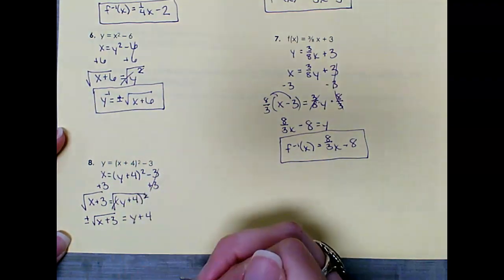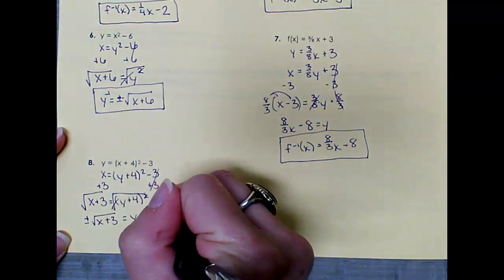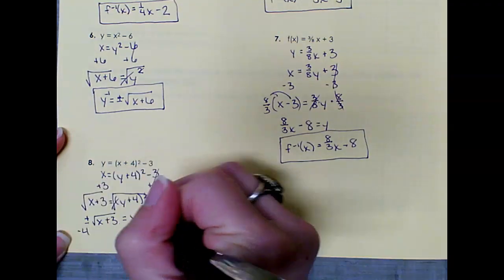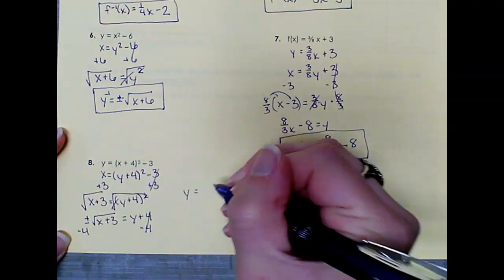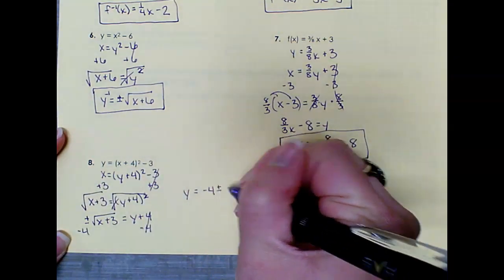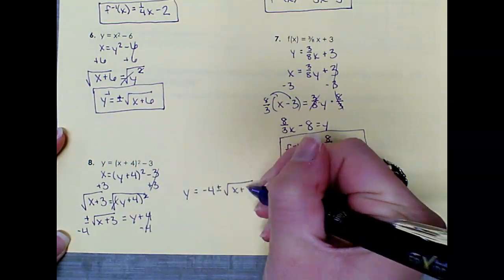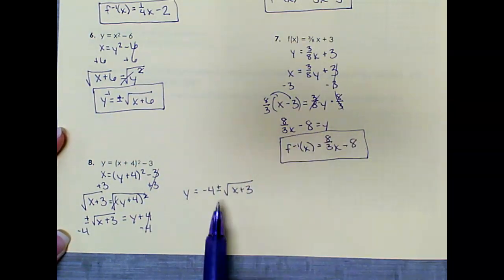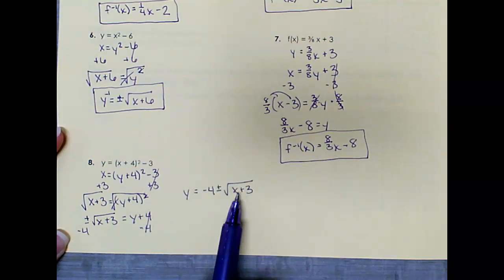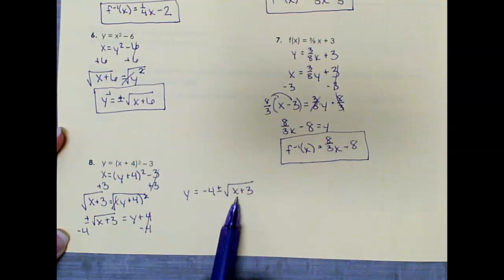And if you're going to solve for y, then you need to subtract this 4. So we have y equals -4 plus or minus the square root of x plus 3. Now, what did we see about this last time? We saw that if you graph the positive square root of something and the negative square root of that same radicand, then you end up with a parabola on its side, and it wasn't a function.